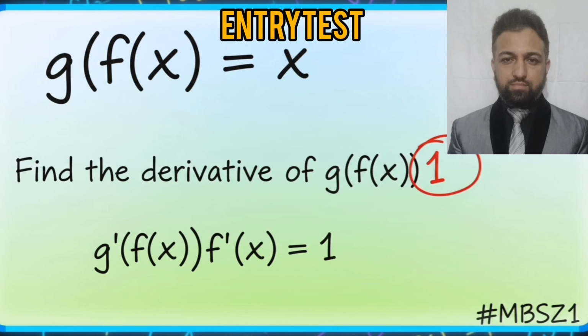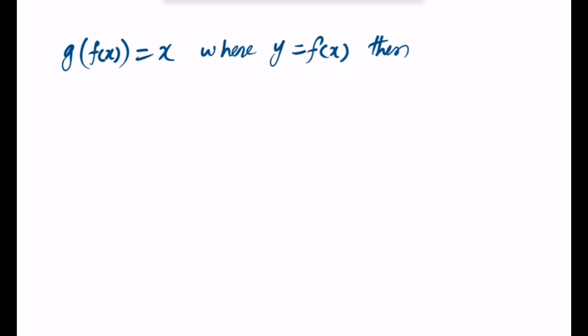In this question, we will look at how composition of functions is differentiated. If the composition g of f of x is equal to x, where y is equal to f of x, then what is g prime of f of x equal to? So this is the question.